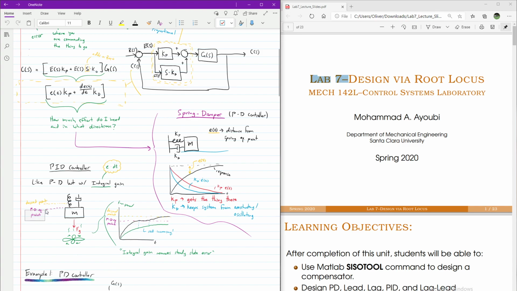So if it stops at this equilibrium point, what the integral gain will do is give you that little bit of force needed to get you to the desired point. And mathematically what it is is E times dt. And so the integral gain term is proportional to the error times however long you're going for. So let's say our response looks like this.